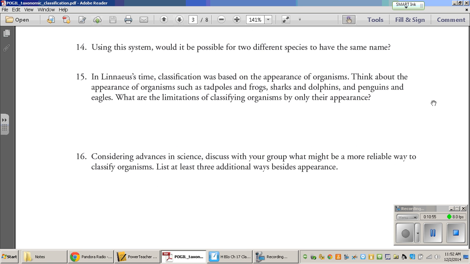In Linnaeus' time, classification was based on appearance of organisms. Think about appearances of tadpoles, frogs, sharks, dolphins, and penguins. What are the limitations of classifying organisms only on their appearance? What would you guys say?